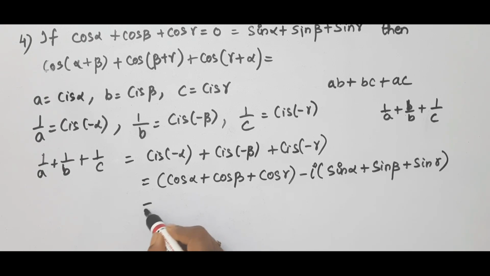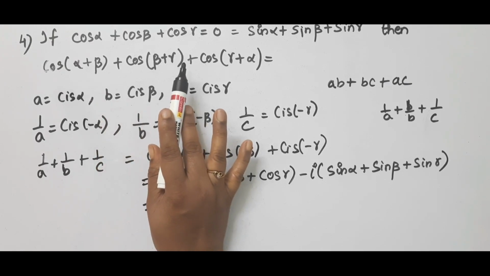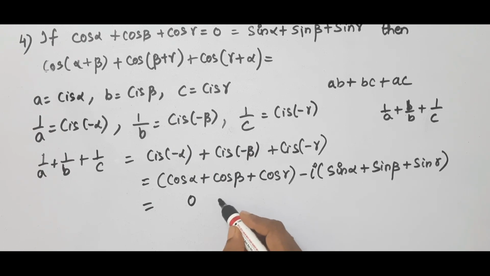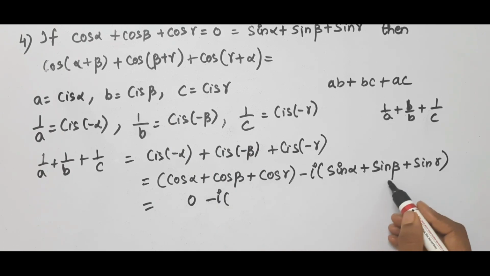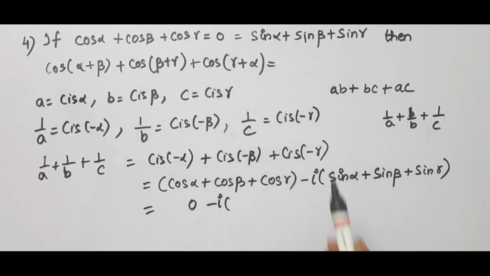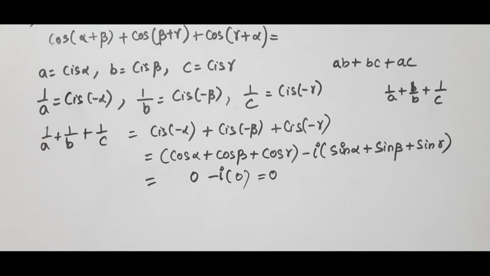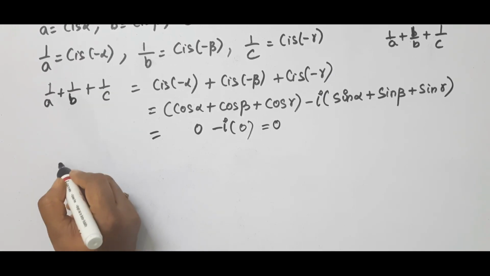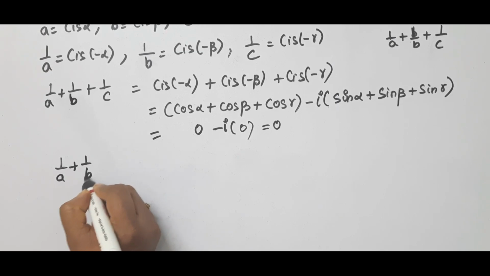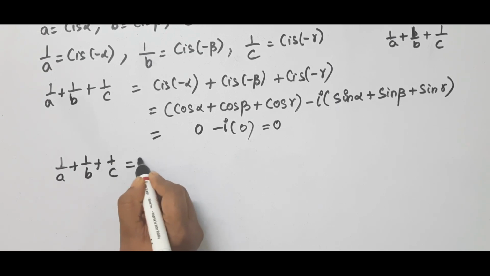Now we have to use the condition which they have given. They have given cos alpha plus cos beta plus cos gamma equal to 0. So this is 0, minus I into sin alpha plus sin beta plus sin gamma is also given as 0, is it not? They have mentioned. So this is also 0. So finally we will get 0. So we got 1 by A plus 1 by B plus 1 by C equal to 0.